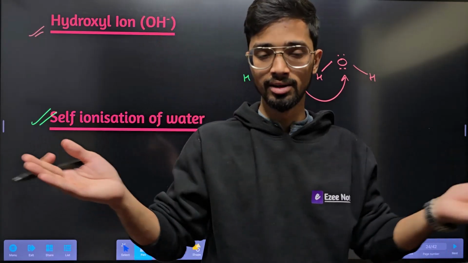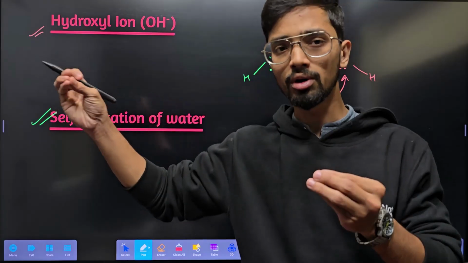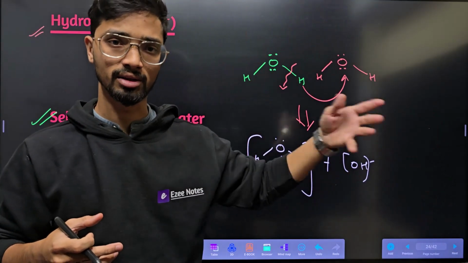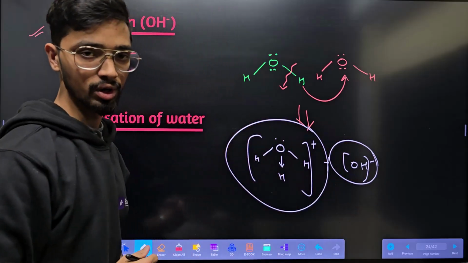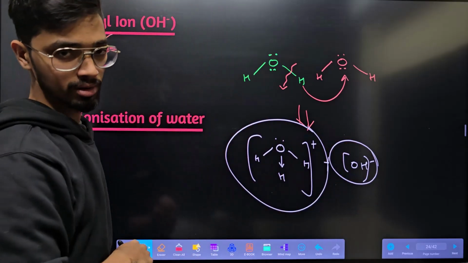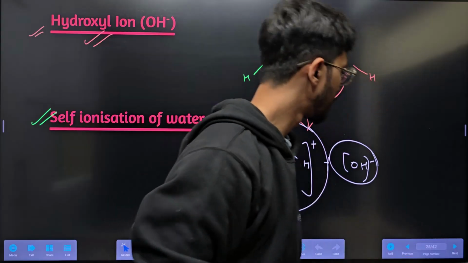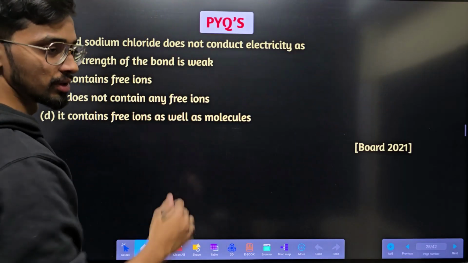Obviously, right? In a stream full of water, there will be many water molecules. They'll get ionized with each other, and they form hydronium ion and OH minus. That is nothing but hydroxyl ion. Okay. Next, we'll solve some questions.